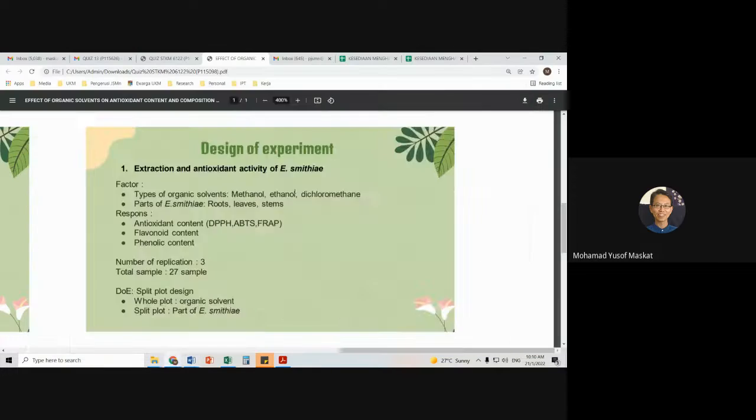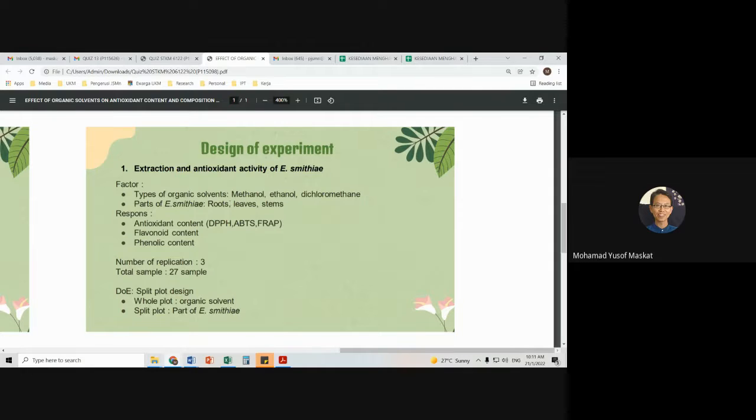So how many sets of data are we comparing? If I omit the parts, then only types of organic solvents is left. So what are the treatments? Treatments are 3 treatments, that is methanol, ethanol, and dichloromethane. So we are comparing between 3 sets of data because we have 3 treatments. We are comparing between methanol and ethanol and dichloromethane.